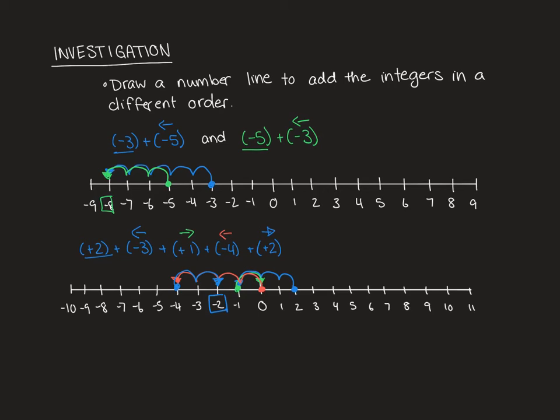So I know it's a little bit of a jumble, and you're going back and forth, but you just keep going one after the other. In your question, you will have to do this 2 times, right? Because you'll be given another set of equations that has all of these things reversed. So positive 2 plus negative 4 plus positive 1 plus negative 3 plus positive 2.